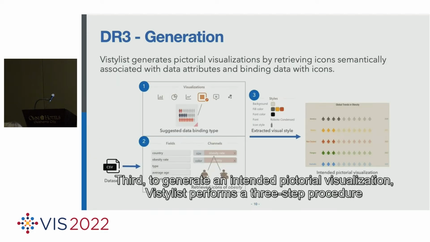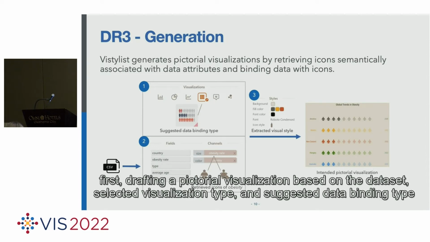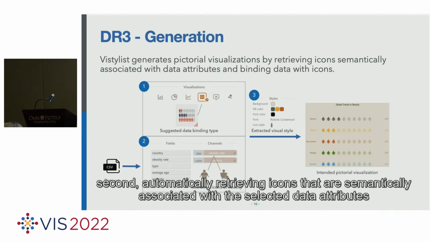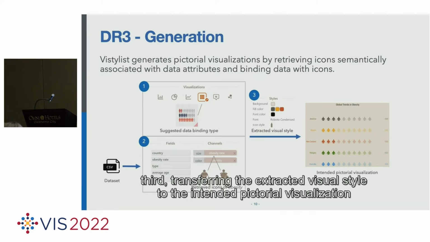Third, to generate an intended pictorial visualization, vStylist performs a 3-step procedure. First, drafting a pictorial visualization based on the dataset, selected visualization type and suggested data binding type. Second, automatically retrieving icons that are semantically associated with the selected data attributes. Third, transferring the extracted visual style to the intended pictorial visualization.